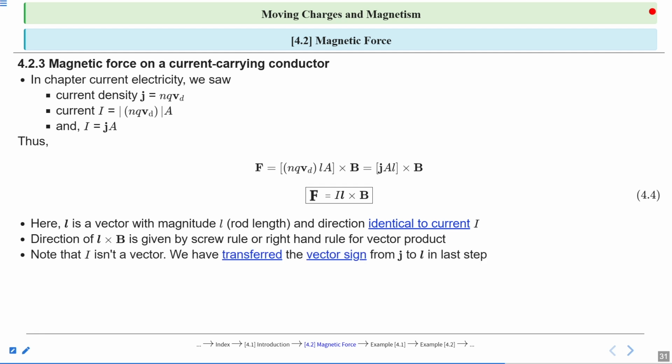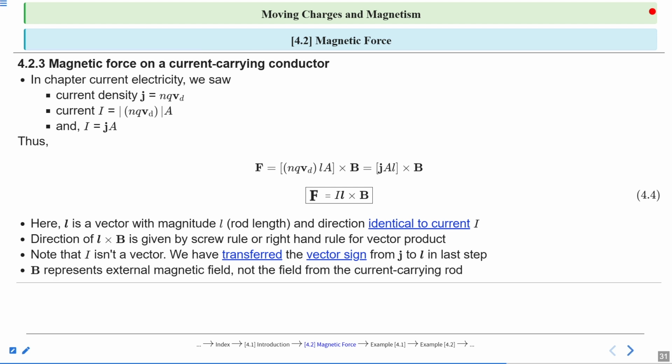Note that I isn't a vector; current is not a vector. We have transferred the vector sign from J to L in the last step, because I cannot be a vector. Current is a scalar quantity. B represents the external magnetic field, not the field from the current carrying rod. So B is the external magnetic field, not the magnetic field produced by the conductor.